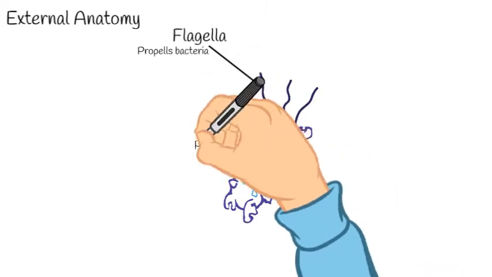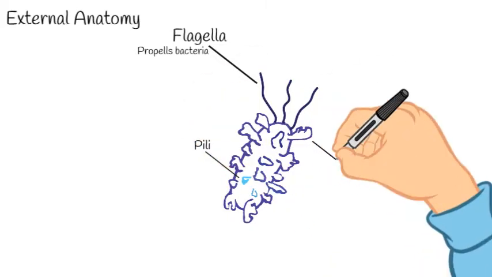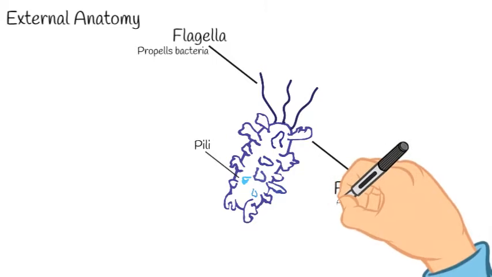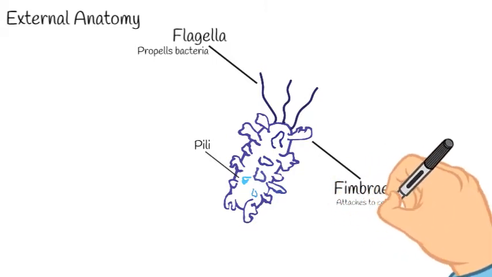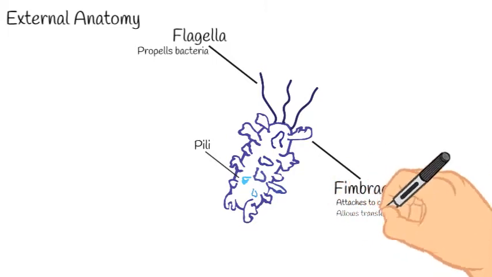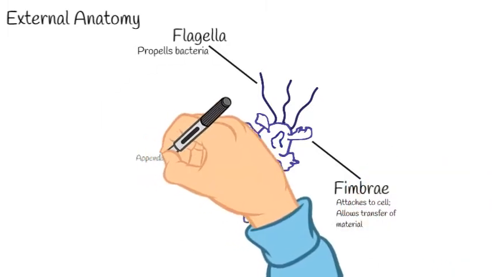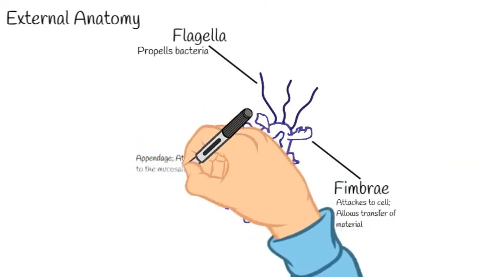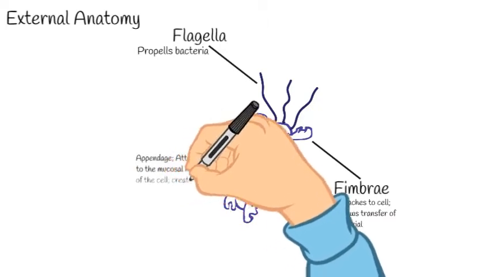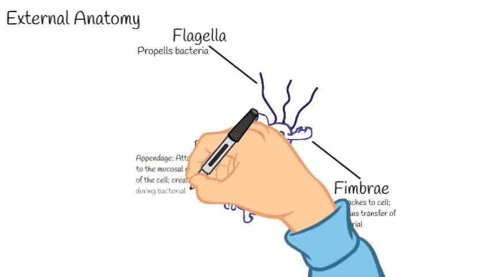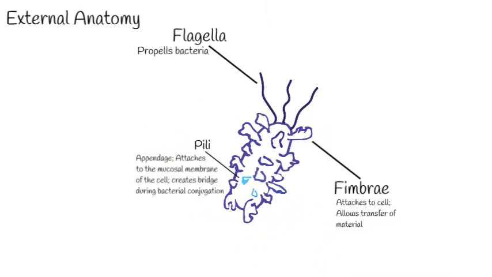These are called villi, which are the shorter ones, and the fimbriae are the longer ones. Fimbriae attach to cells. This is the reason bacteria are able to transfer disease. The pili attach to the mucosal membrane of the cell, which allows this cell to spread disease. The pili also creates the bridge needed during bacterial conjugation. And that's what we'll head to next.